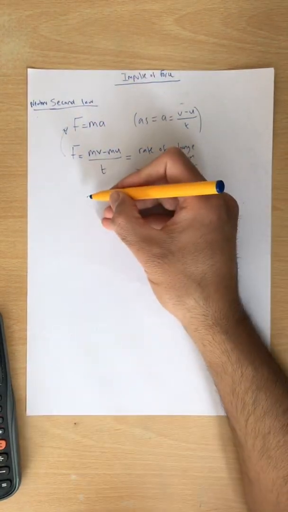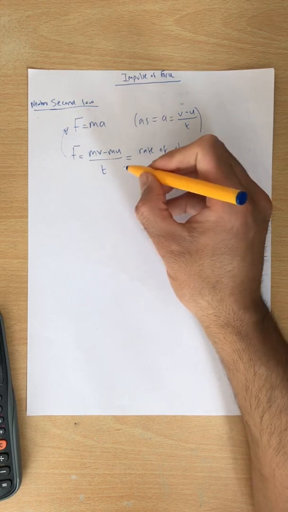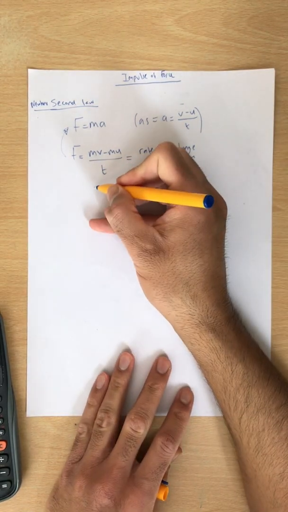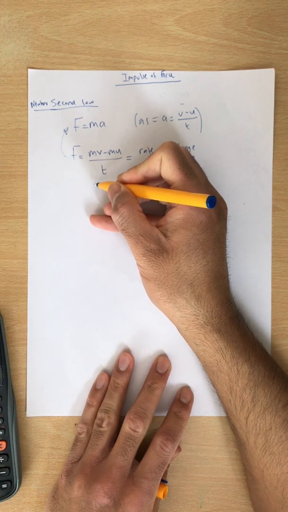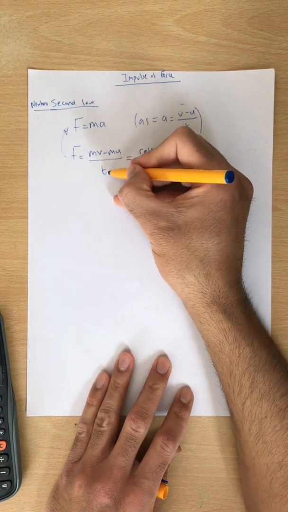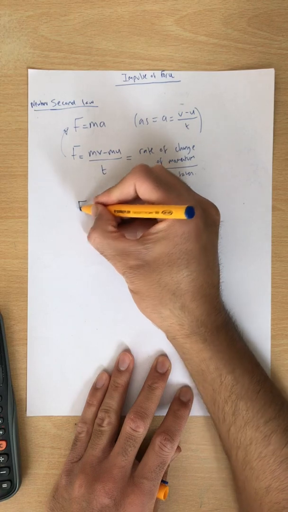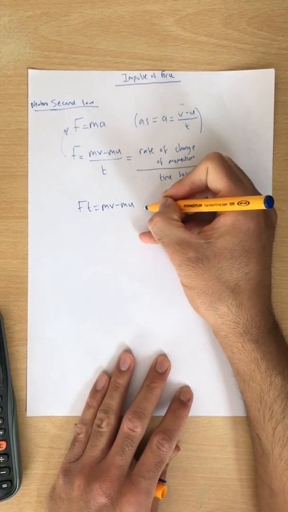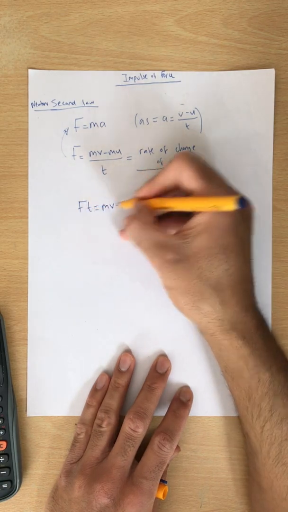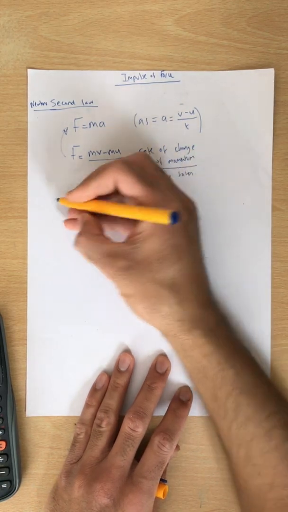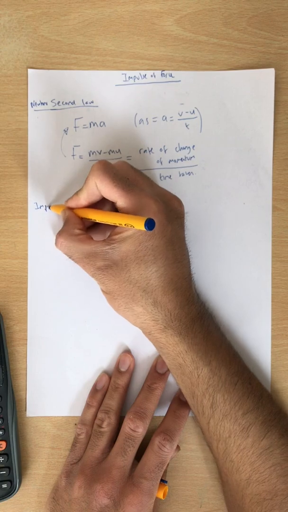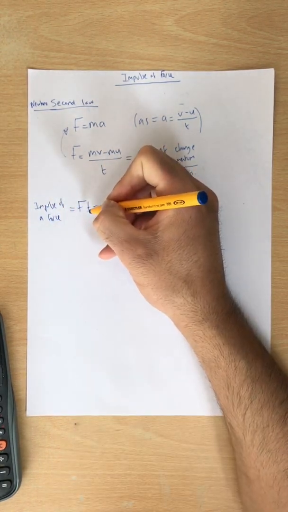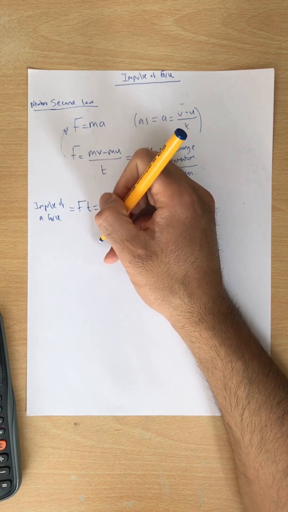So what we're going to do is have a look at how this fits in with something called the impulse of a force. So Ft, if we were to bring t across this side, it becomes Ft is equal to mv minus mu, and this Ft is equal to something called the impulse of a force. So it's basically how long a force acts on an object for.